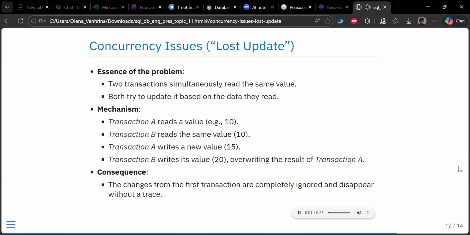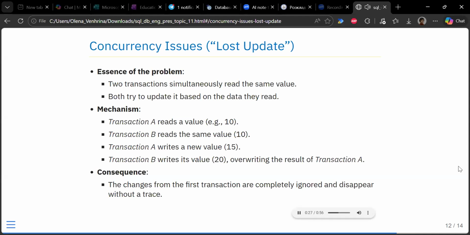The last of the main problems we will consider separately is the lost update. This is a classic write-write conflict scenario. Imagine you and your colleague open the same file for editing at the same time. You both see the same initial text. You make your changes and save the file. A second later, your colleague, who hasn't seen your changes, saves their version of the file over yours.